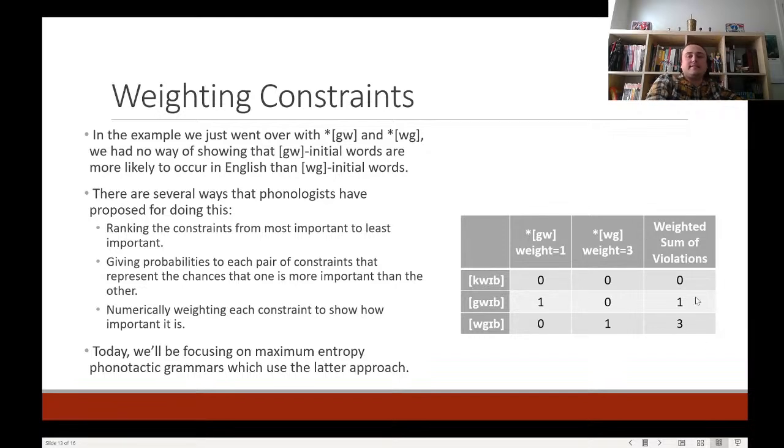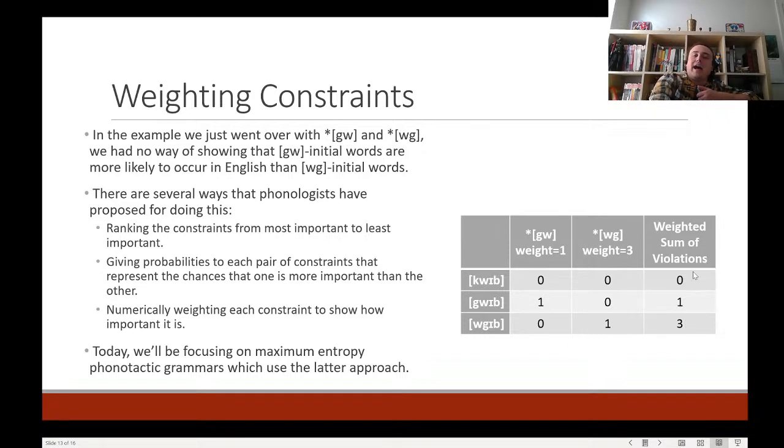And we can do a weighted sum of the violations for each word. Quib here has 0 total weighted violations. Gwib has 1 total weighted violation, because we take the weight 1, multiply it by the violations here, 1, sum all the violations it has across all the constraints, and we just end up with 1. Wgib here has a weight of 3 and 1 violation here, so 3 times 1 is 3. That's how we're going to be weighting our violations: multiplying the weight by the violation. We sum across this whole row to get the sum of those weighted violations, and we get 3 for wgib.